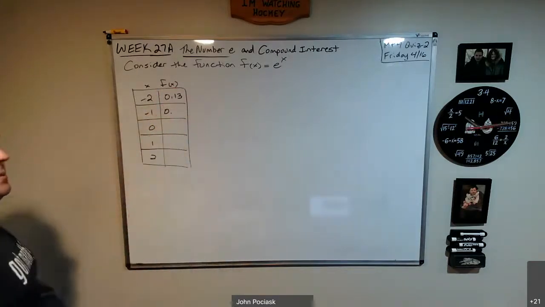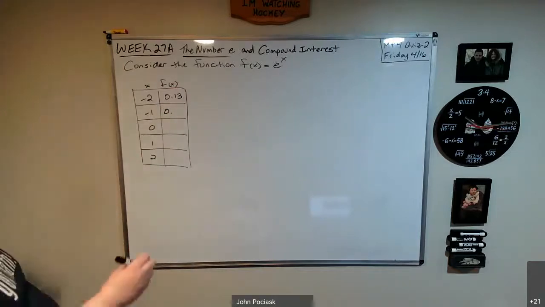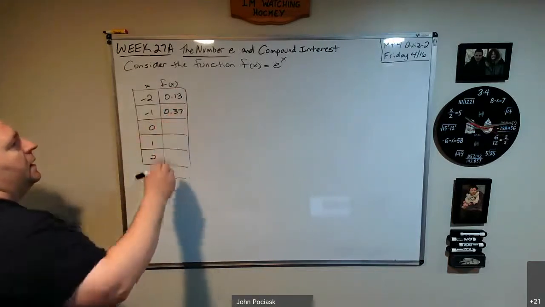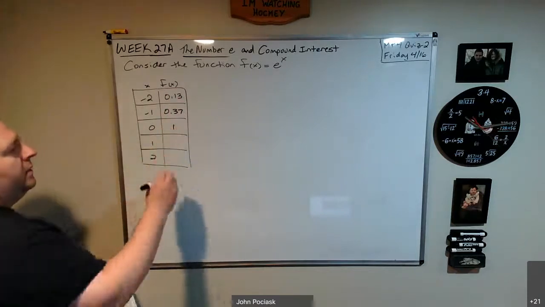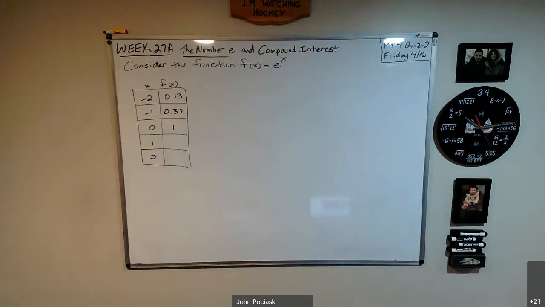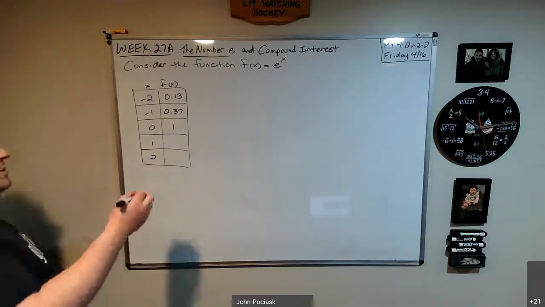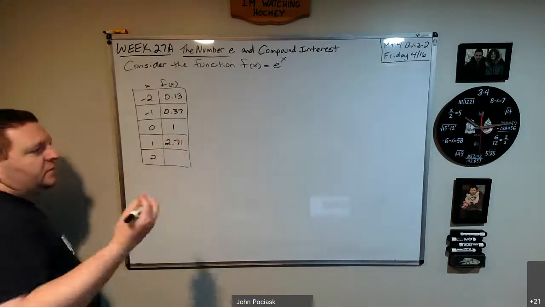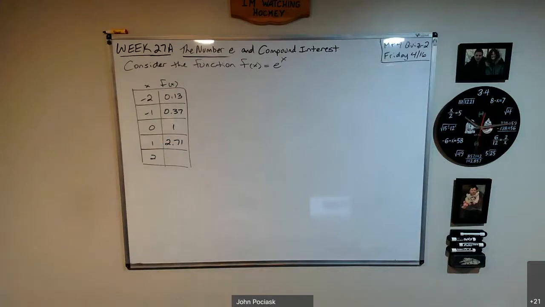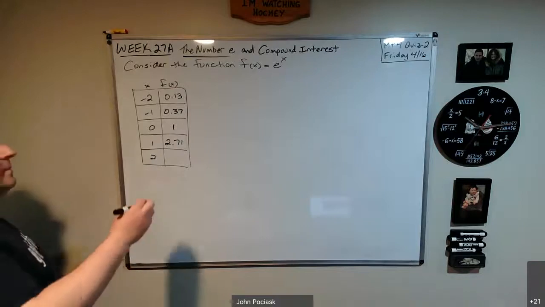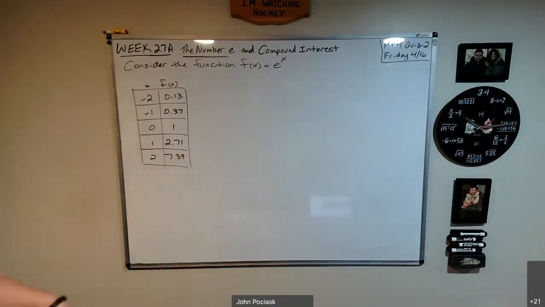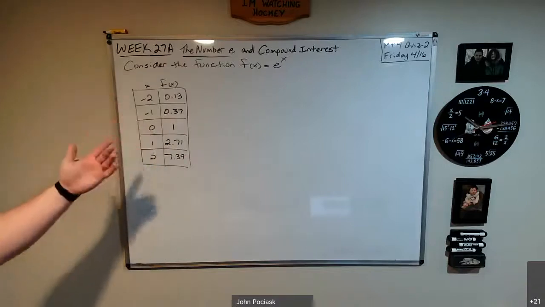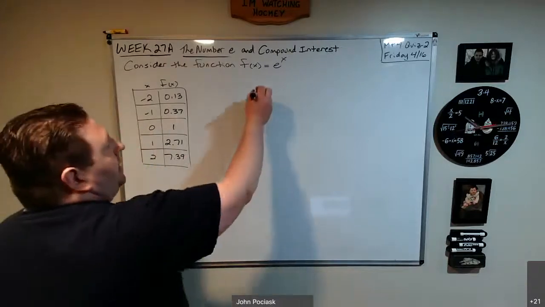This one comes out to be about 0.37. And then I've got 0, 1. Right? e to the 0 is 1. e to the first, we said before, that's like 2.71 or 2.72 if you want to round it up, no big deal. And then e squared is about 7.39. And so I'm going to graph these. I'm going to make a graph, go up to about 8.